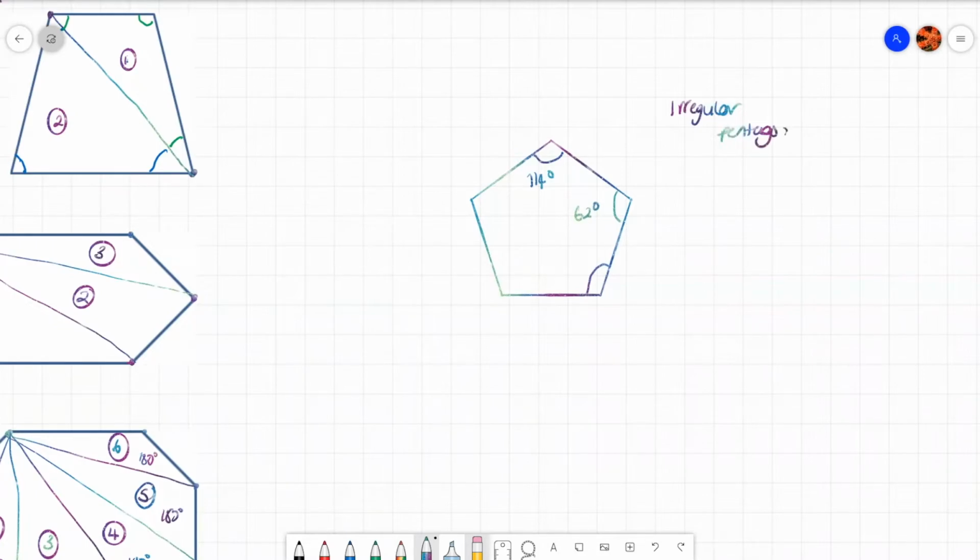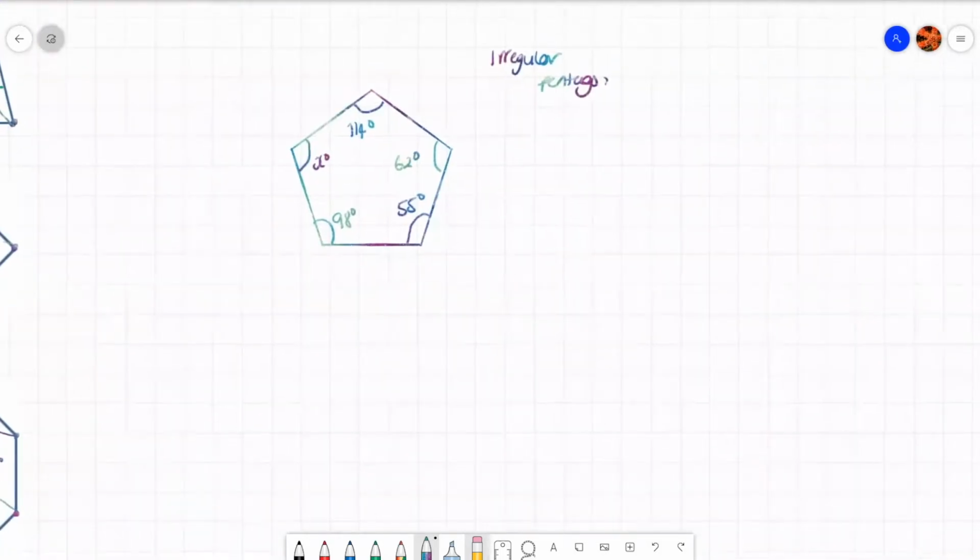I'm going to say that angle there is 55 degrees. This angle here is 98 degrees. We're just making random numbers up now. And I need to work out this angle here, which is x degrees. Okay, sum of angles inside a shape.